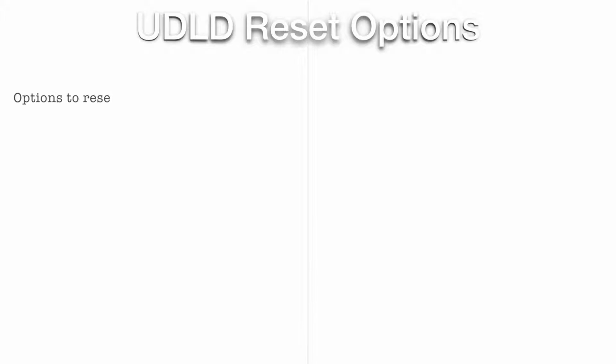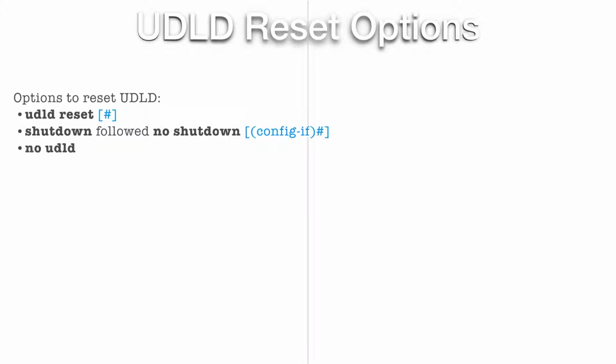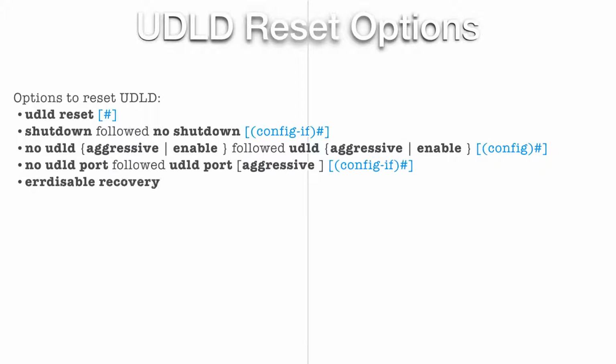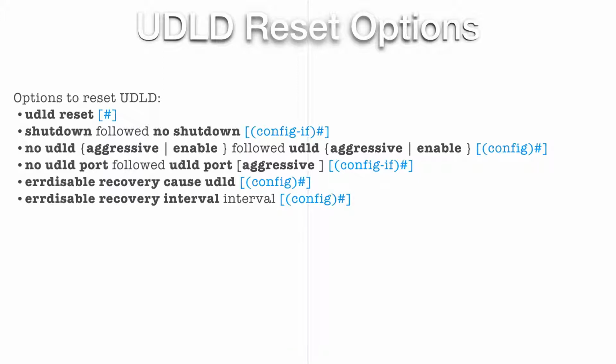UDLD reset options. If an interface becomes disabled by UDLD, you can use one of the following options to reset UDLD. The udld reset interface configuration command, or the shutdown interface configuration command followed by the no shutdown interface configuration command, restarts the disabled port. The no udld aggressive enable global configuration command followed by the udld aggressive enable global configuration command re-enables the disabled ports.